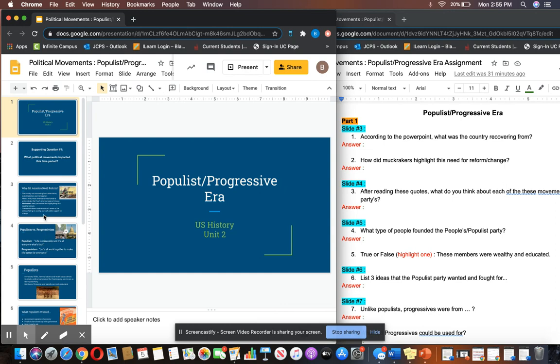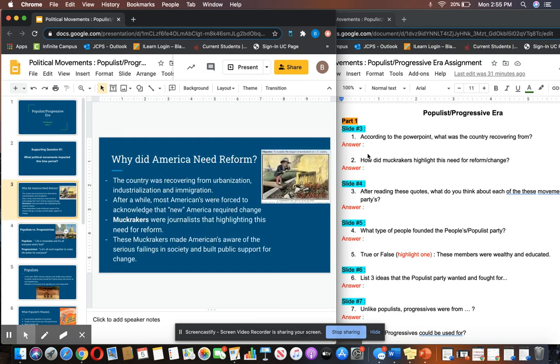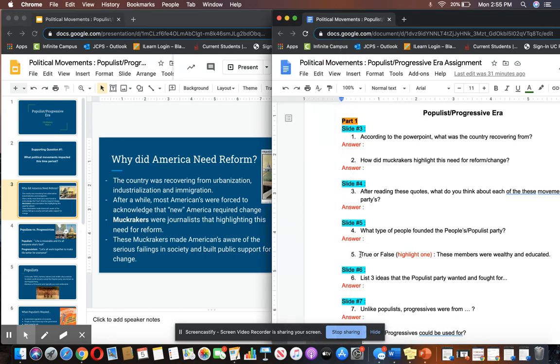Here's slide 3. You're going to answer the 2 questions under slide 3, and then so on. Slide 4 has 1 question. Slide 5 has 2 questions, and there's a true and false on slide 5. I'm just asking you to highlight whichever answer you think is correct. Here's the highlight. You can choose whatever color you want, but that's how you highlight.